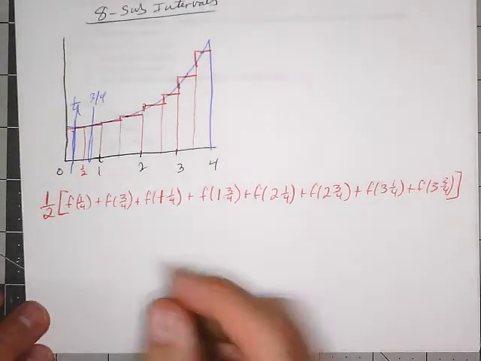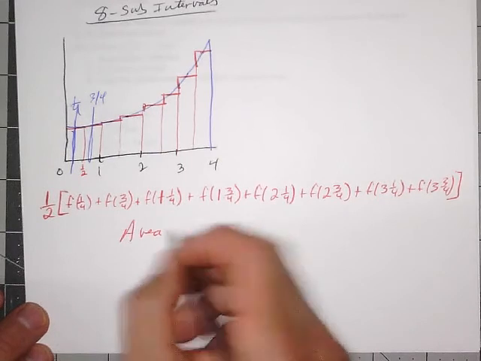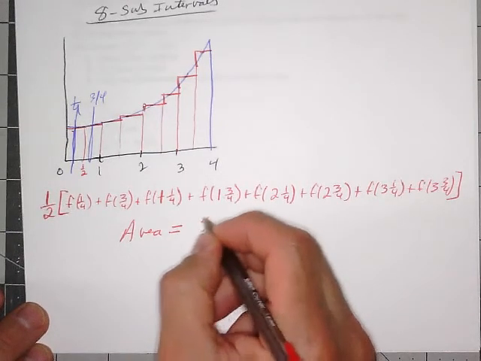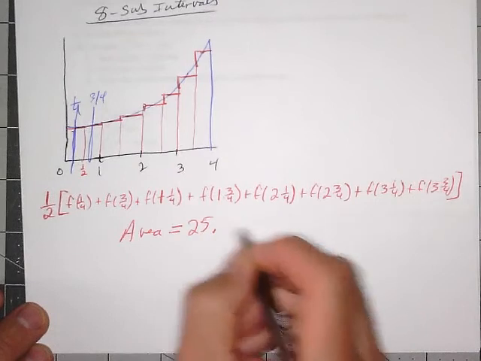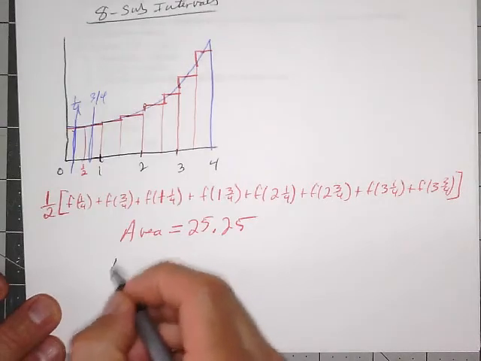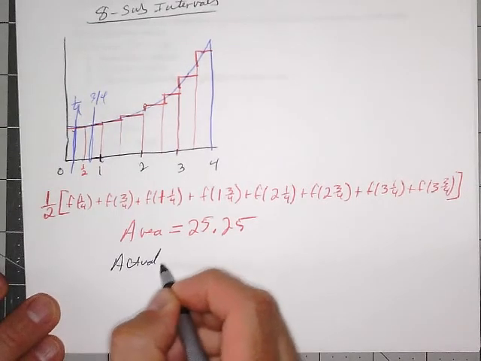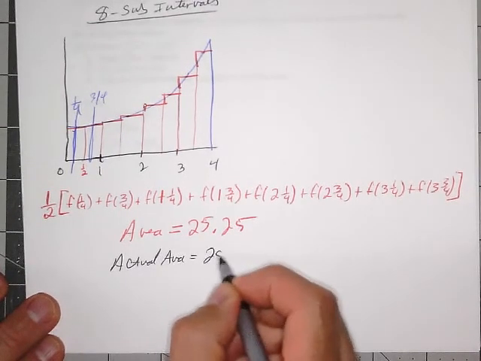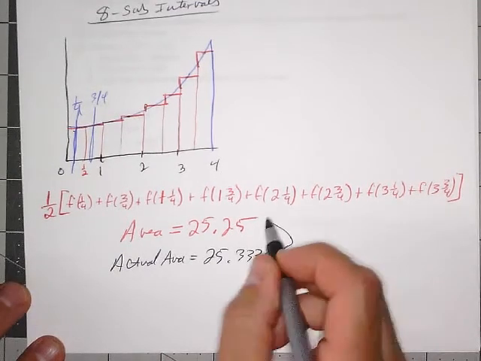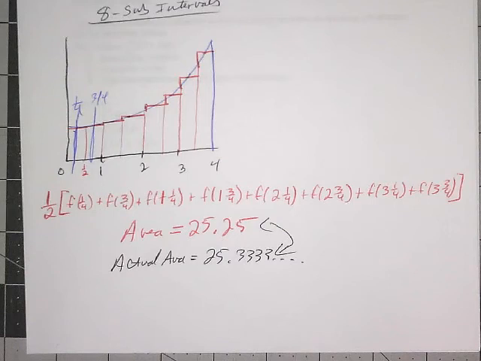Each of these gets plugged into f of x. You end up with an area equaling 25.25. Remember, our actual area is 25.3333 repeating. You have to admit, that's looking pretty darn good.